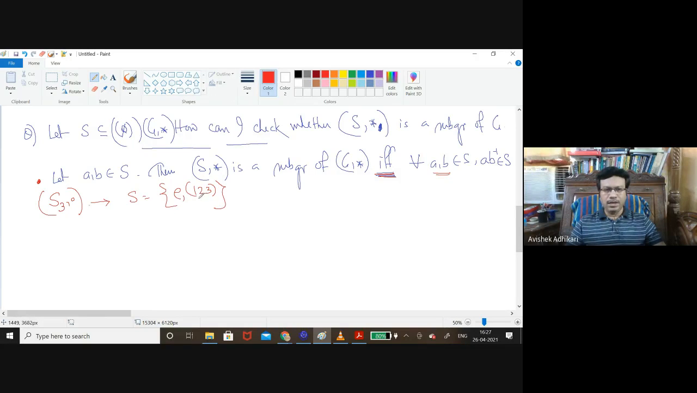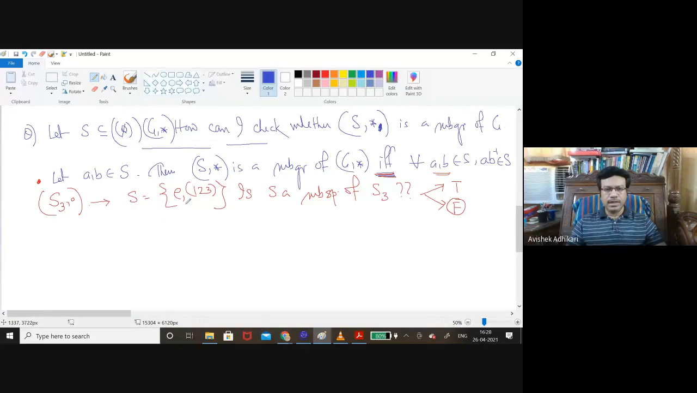So E and the 1 2 3 cycle is there. Okay. Now my question is, is S a subgroup of S3? What is your intuition? Is it true or false? Somebody says false. Okay. Very good. The answer is surely false.